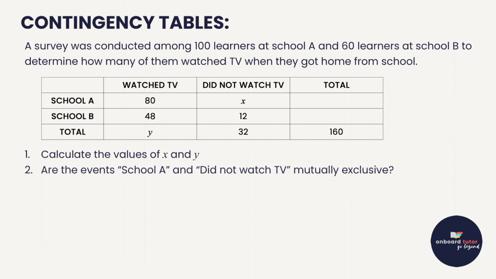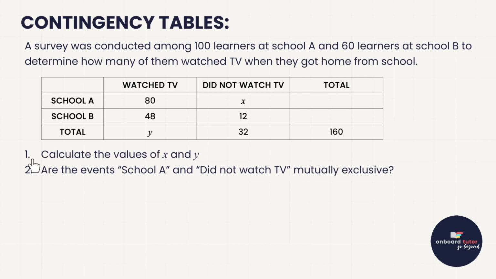So basically you've got two factors. You've got school A and school B, and then you compare that with watching TV or not watching TV. So here's one factor, here's another factor. Two-way contingency table. A survey was conducted among 60 learners at school A and 100 learners at school B to determine how many of them watched TV when they got home from school. So here we've got a partially completed table.